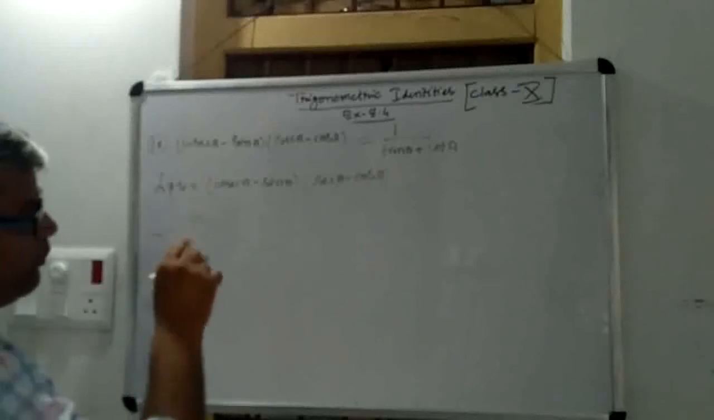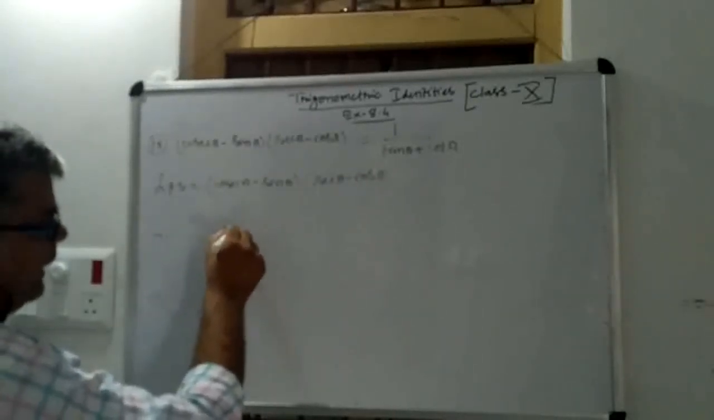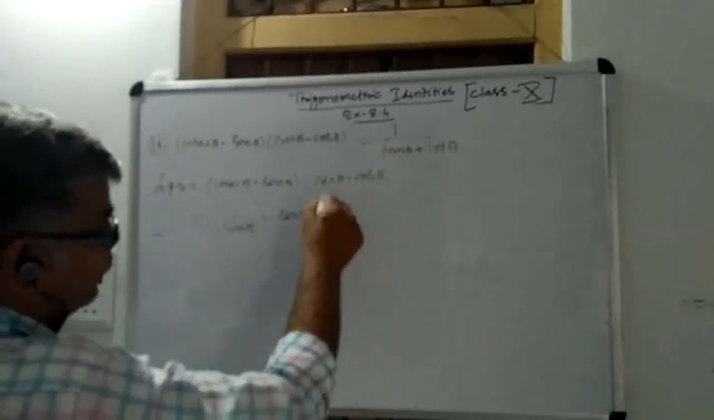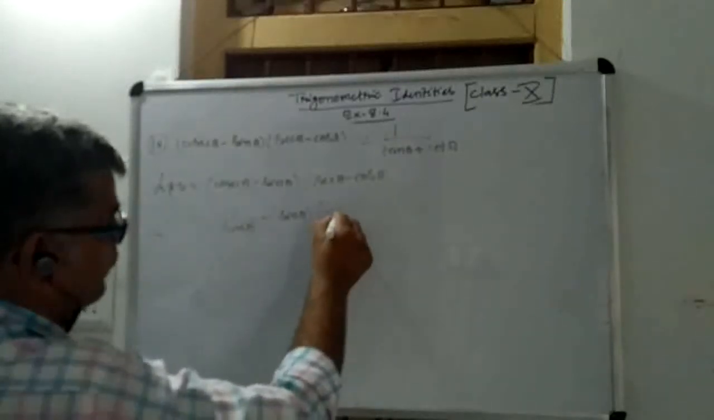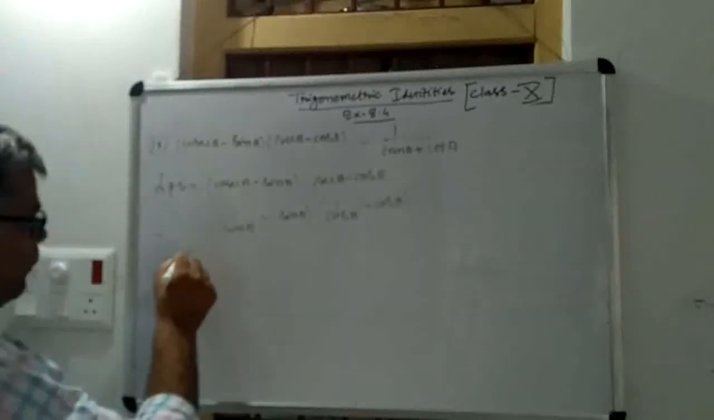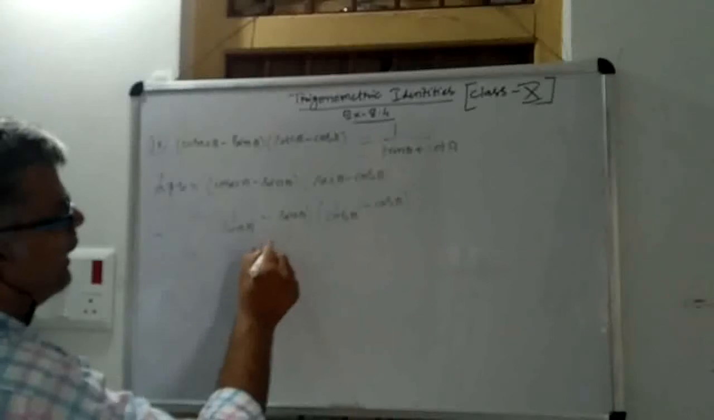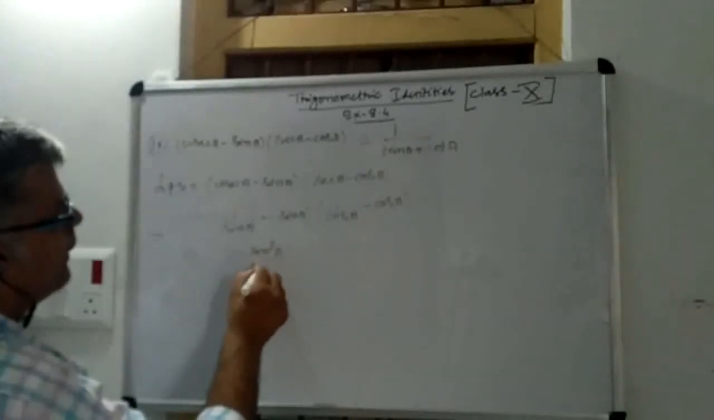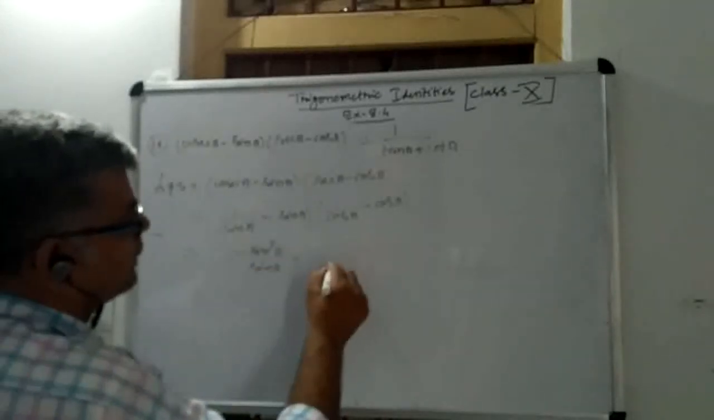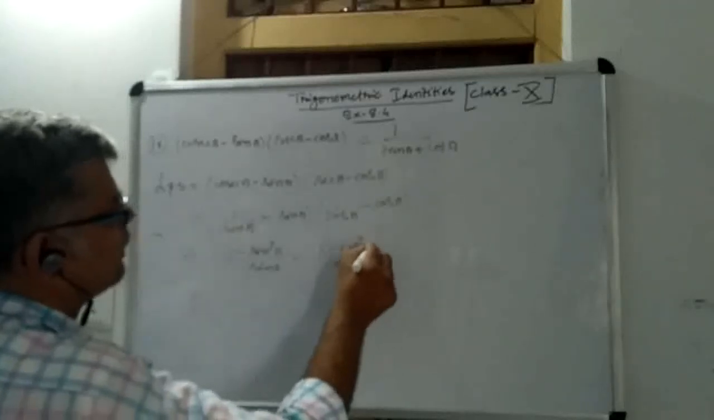Convert all in the form of sin and cos. So cosec A can be written as 1 by sin A minus sin A, into sec A can be written as 1 by cos A minus cos A. So you can have (1 minus sin squared A) by sin A, by taking LCM, into (1 minus cos squared A) by cos A.